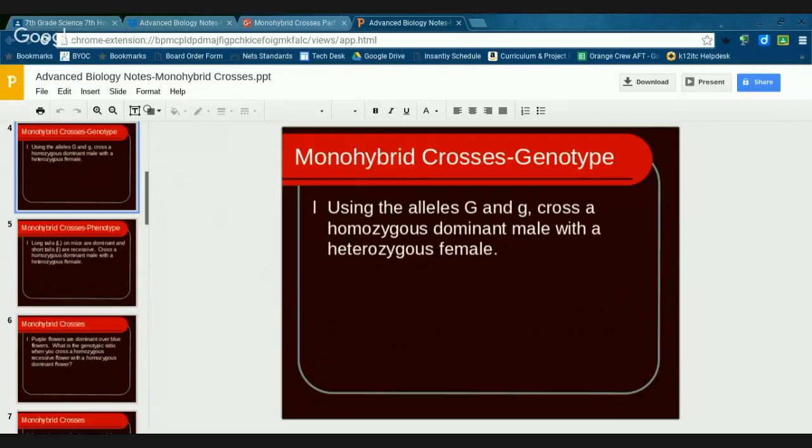So go ahead and in your notes, you can draw a blank Punnett square and use the alleles big G and little g. Cross a homozygous dominant male with a heterozygous female. I'll stop talking for just a second, but you probably want to hit pause, and then we'll go over how it should be set up.